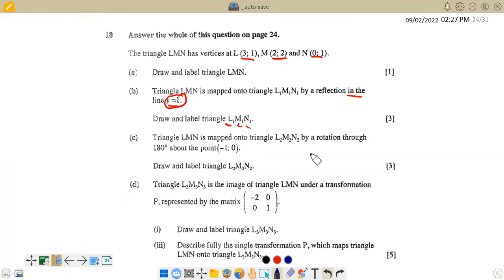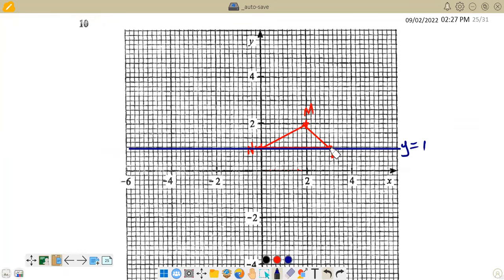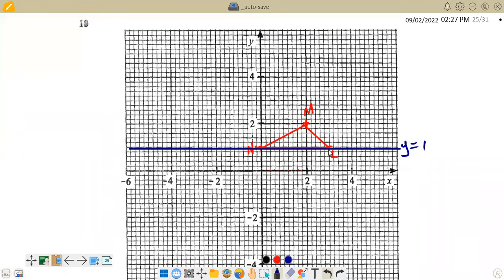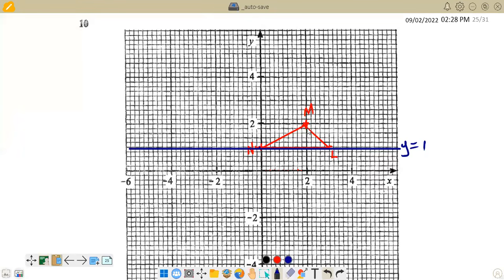All right, so from the original points L, M and N, this point here is actually on the mirror line, which is y is equal to 1. This point L that we are having is directly on the mirror line, and the point N is also on the mirror line. So these two are not going to move anywhere. But our M has now moved.